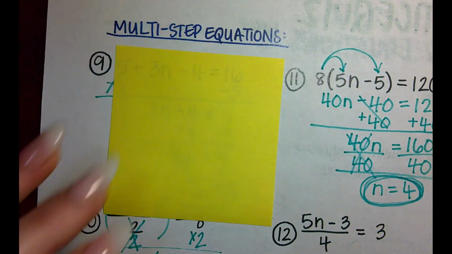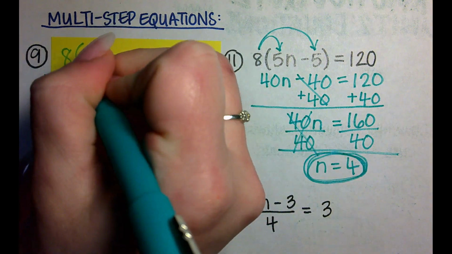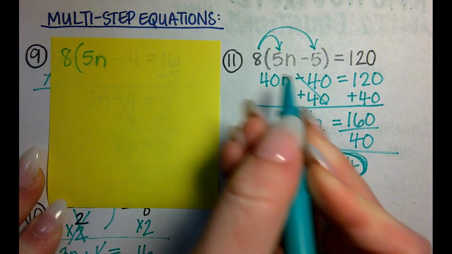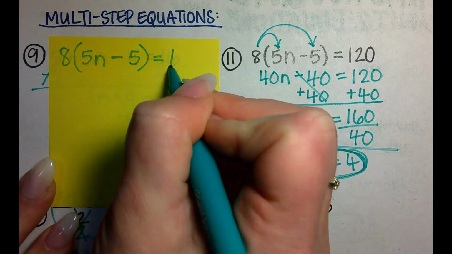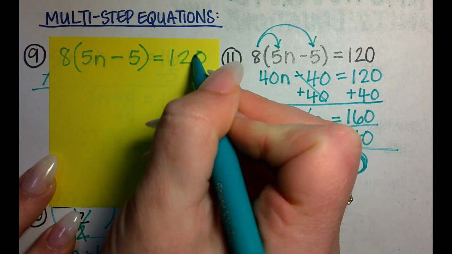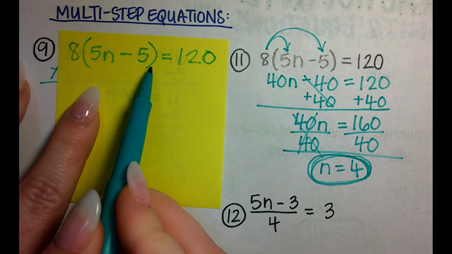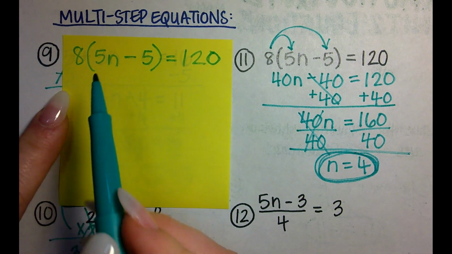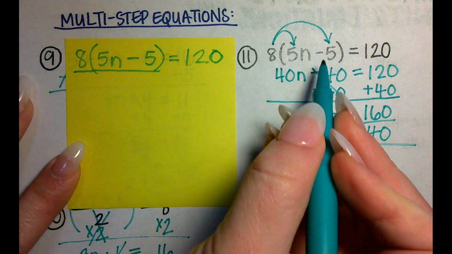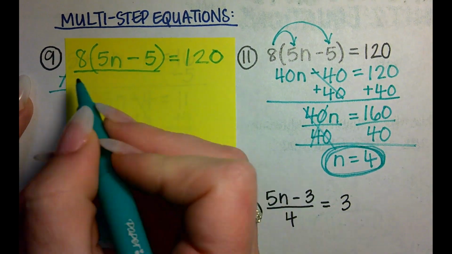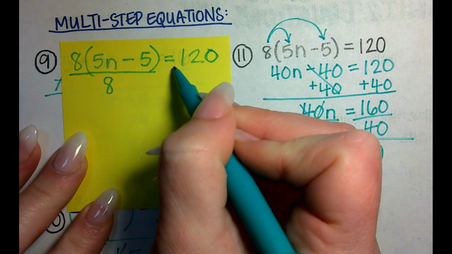You take the 8, divide 120 by 8. Okay, let's see. 8 times 5n minus 5 equals 120. So to get rid of 8 times, you want to divide it. Perfect. So instead of distributing, if you don't like doing all the extra multiplication, we can just divide by 8 since we started with times 8.